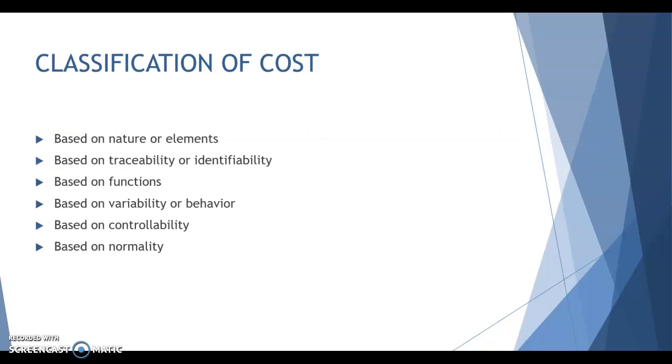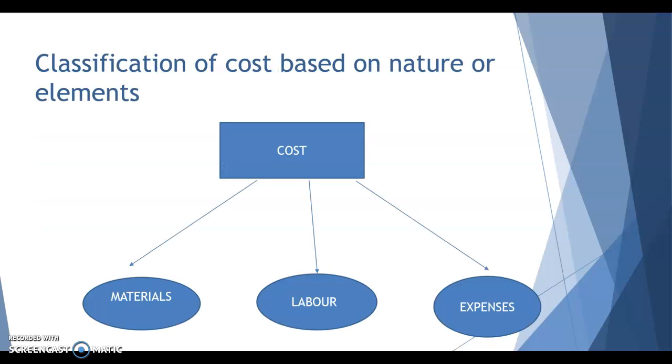Now, let us see how we can classify the cost. We can classify the cost on the basis of the nature or elements. We can classify on the basis of the traceability or identifiability. We can classify based on the functions. We can classify the cost based on the variability or the behavior of the cost. We can classify cost based on the controllability as well as based on normality. In this session, we will see the first three aspects, that is based on nature, based on traceability as well as based on function.